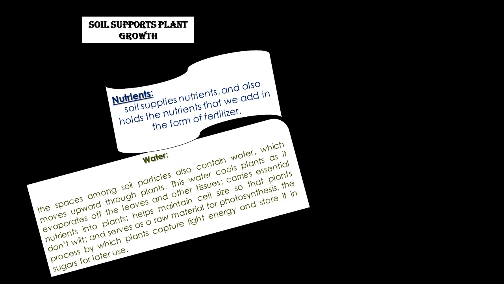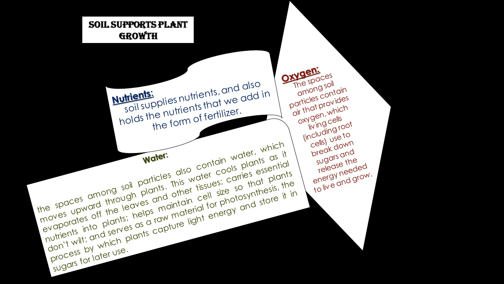Water carries essential nutrients into the plants, helps maintain cell size so that plants don't wilt, and serves as a raw material for photosynthesis, the process by which plants capture light energy and store it in a sugar for later use. Oxygen: the space among soil particles contains air that provides oxygen, which living cells including root cells use to break down sugars and release the energy needed to live and grow.